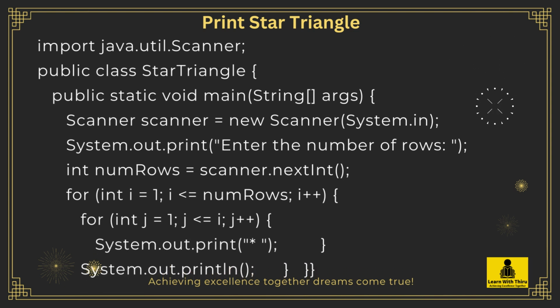System.out.print("Enter the number of rows"). Int numRows equals scanner.nextInt(). For int i equals 1, i less than or equal to numRows, i plus plus.